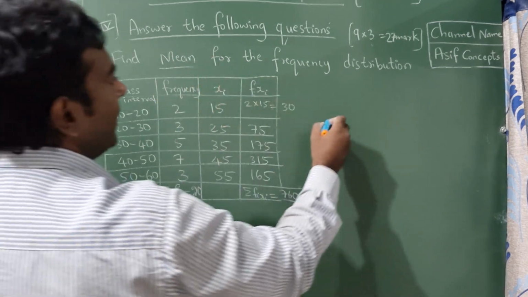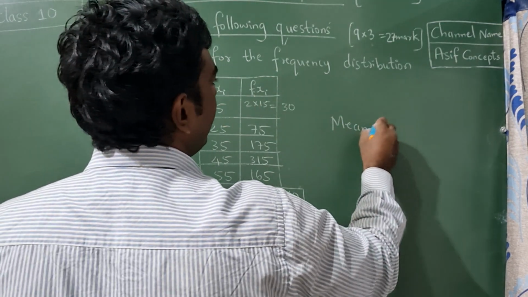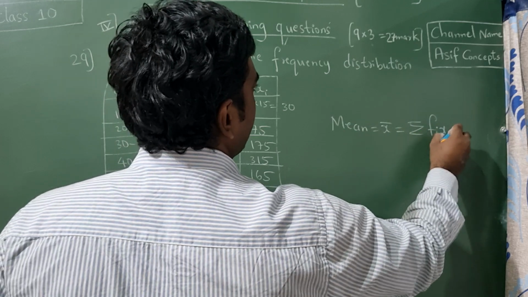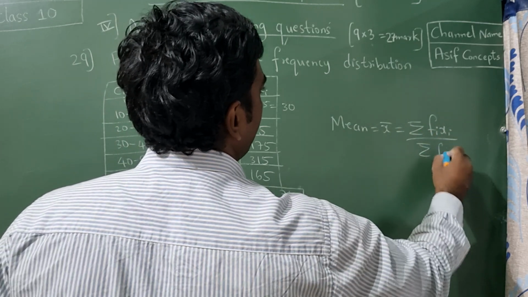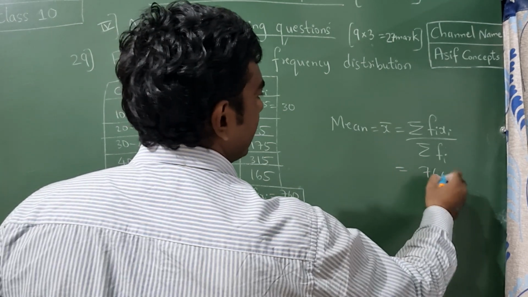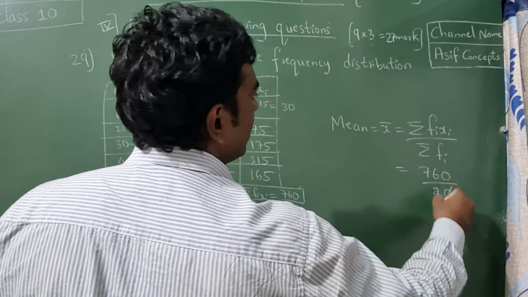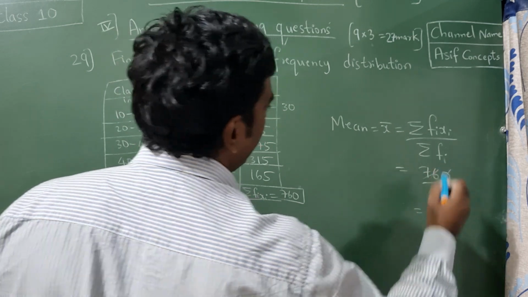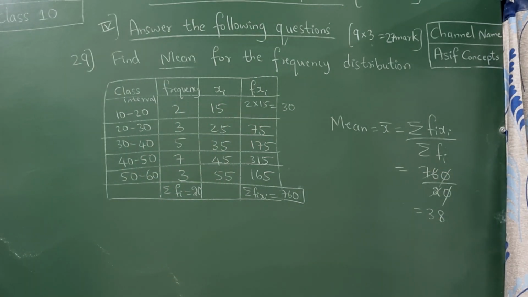So they are asking what is the mean. What is the formula for the mean? Summation of fi xi divided by summation of fi. Okay, 760 divided by 20. 0, 0 get cancelled. 76 by 2 is 38. So this is your answer.